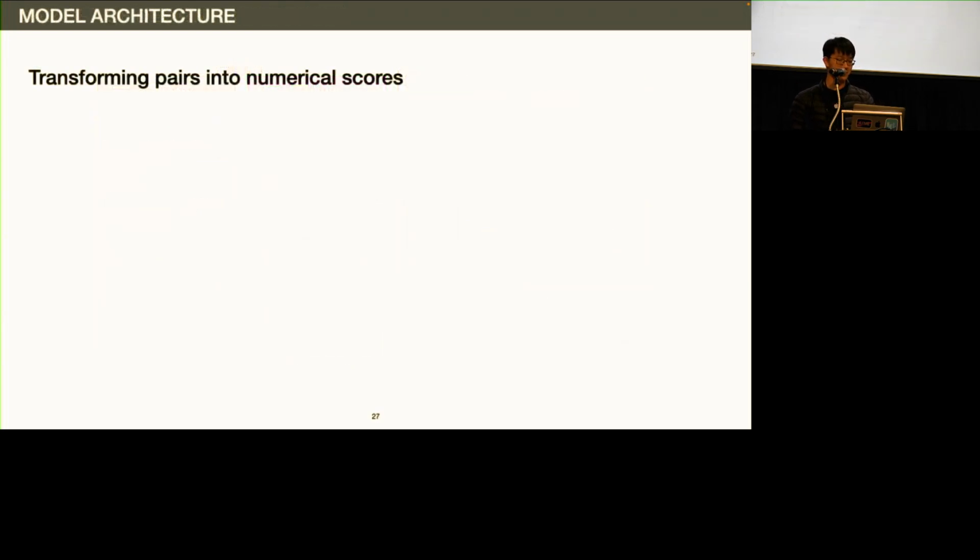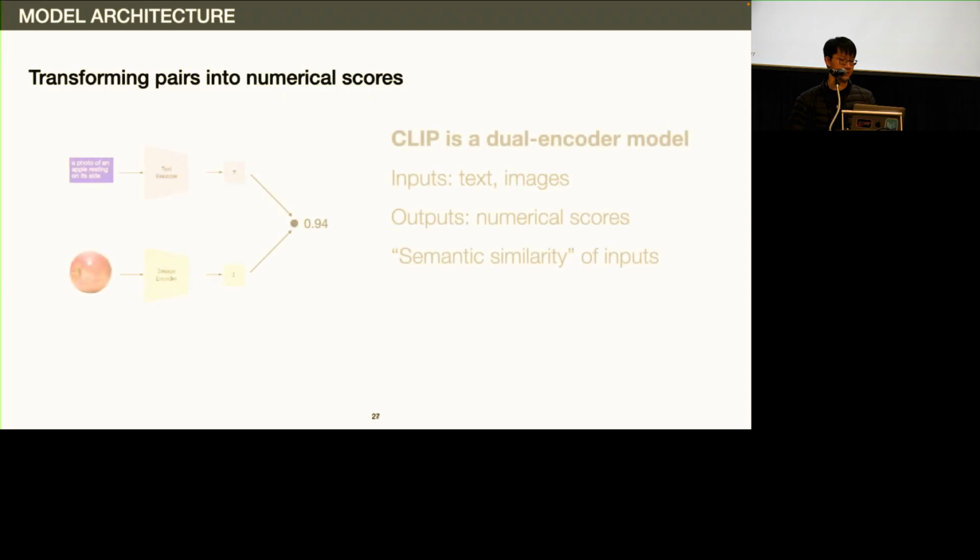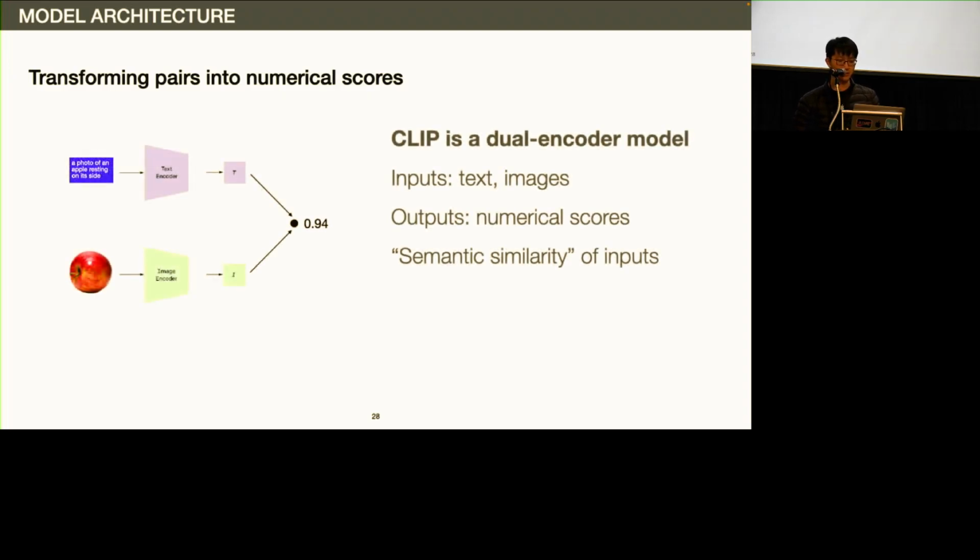And the format of this data turns out to be really great for training a multimodal model called CLIP, which helps us transform these pairs into numerical scores. CLIP is this dual encoder transformer that encodes text and image inputs and computes a number, a score for each pair that represents how semantically related they are. In this example, the text input is photo of an apple resting on its side, and the corresponding image gets a high score of 0.94 because they are related. But if the image is unrelated, like a cat, you would get a low score instead.